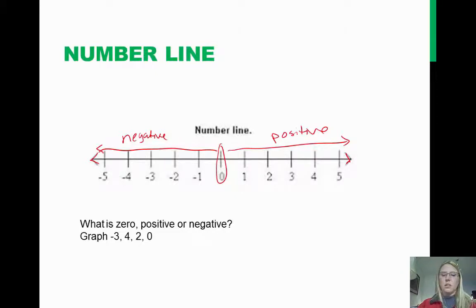So first, I want to just graph -3, 4, 2, and 0. When we're graphing on a number line, we're really just using a point. So -3 is right here, so I would put a dot right there. 4 is over here, 2 is right here, and 0 is right here. So when we're using a number line, like I said, just a point.